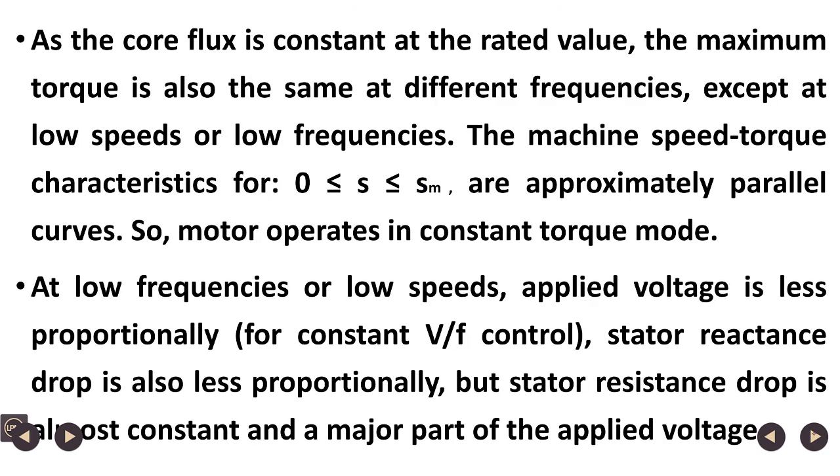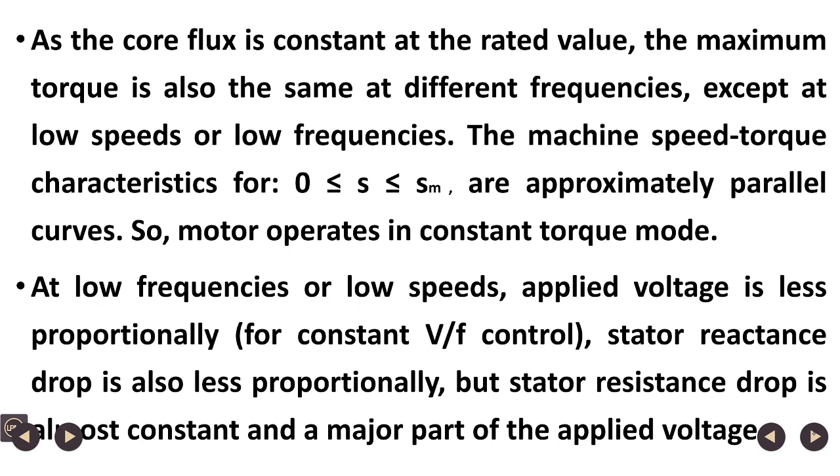As the core flux is constant for this range of operation below the rated speed, core flux is constant at the rated value, the maximum torque is also the same at different frequencies, except at low speeds or low frequencies, because maximum torque depends upon the flux per pole, and the flux per pole is maintained constant at the rated value at different frequencies. So, the maximum torque is also constant at different frequencies, but it reduces at low speeds or low frequencies, that we will discuss.